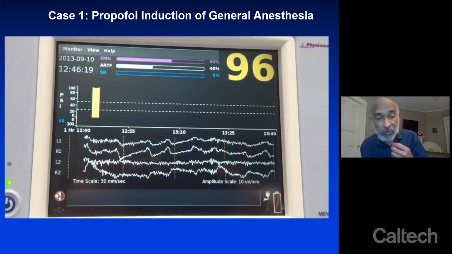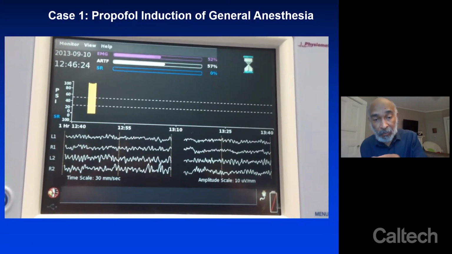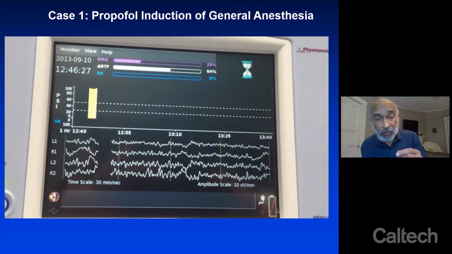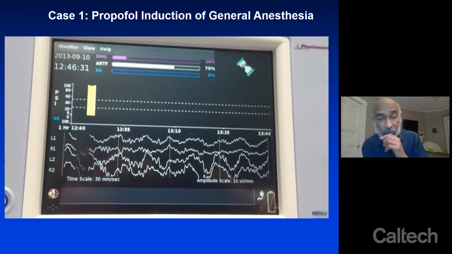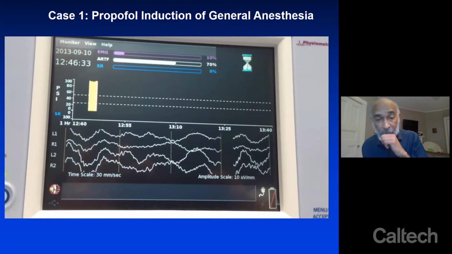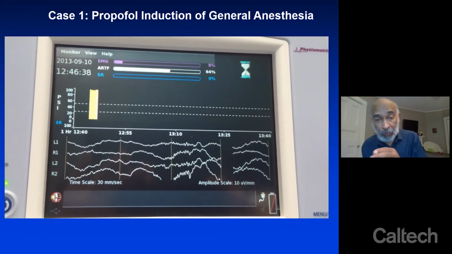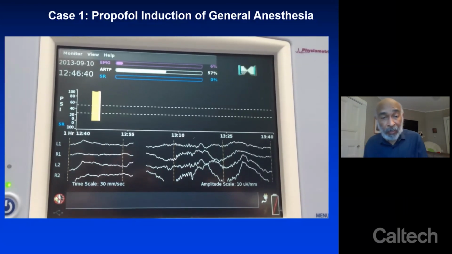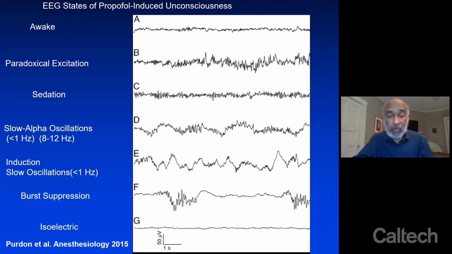Now, right here in just a second, you're going to see when the drug goes in. Those are beta oscillations, about 12 to 16 hertz. Now she goes into slow oscillations. She's become unconscious right there. Slow oscillations get deeper. Now she goes flat and bursts. Goes flat and bursts. All right, so what did I just show you?